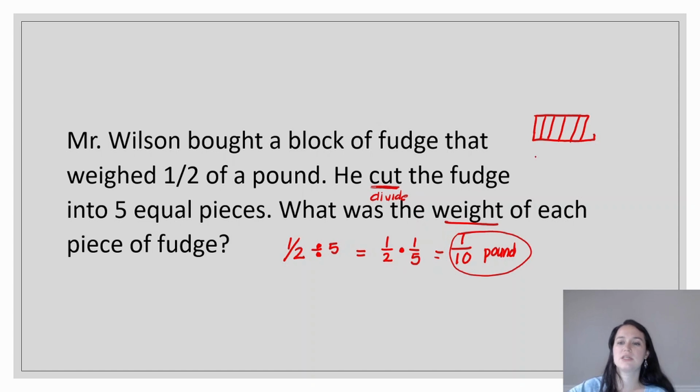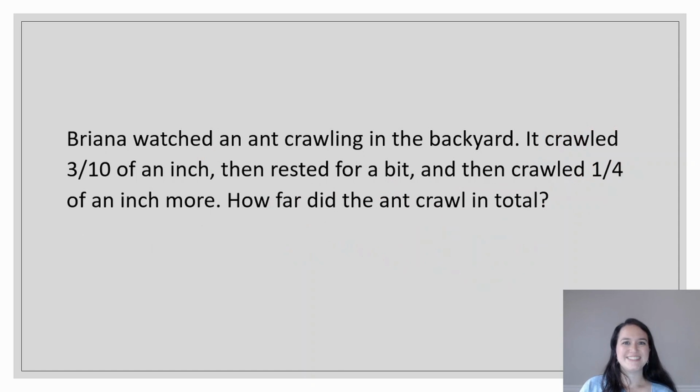So, and that makes sense because if each of these pieces is like 1/10, etc., you would have 5/10, which is the same thing as 1/2. So you can go back and check your answer too when you're done. And that's what he started with: 1/2 pound of fudge. So there's dividing.